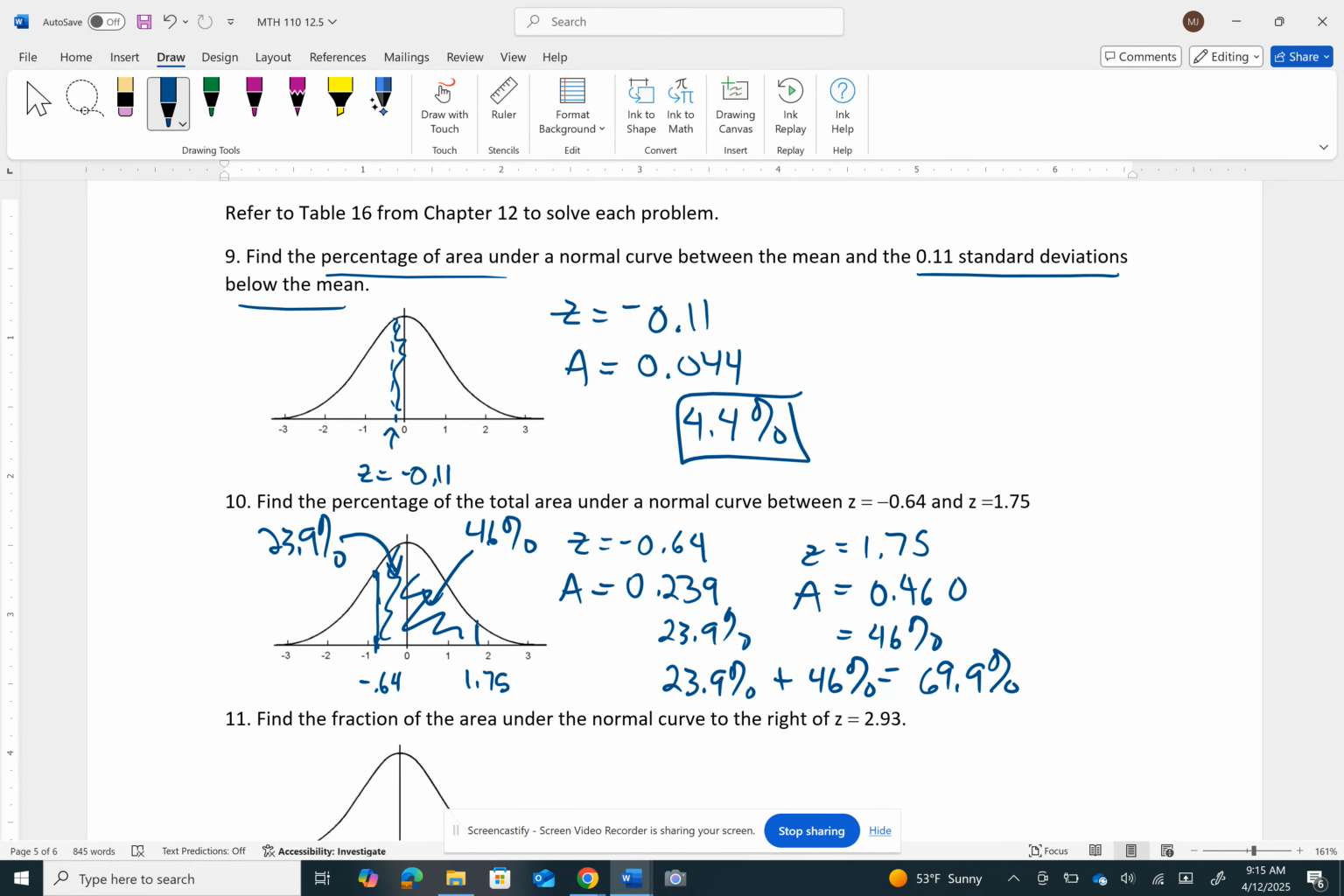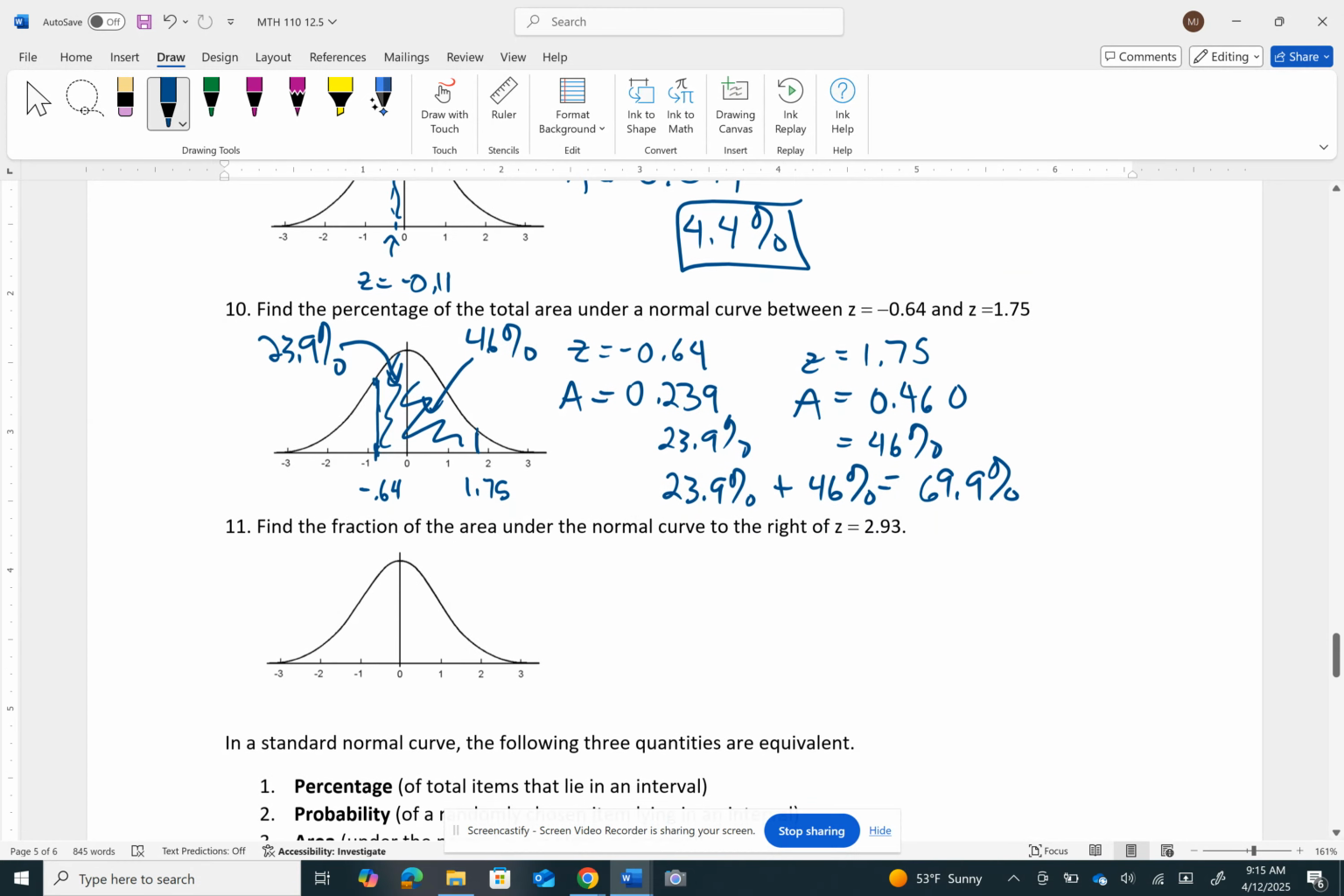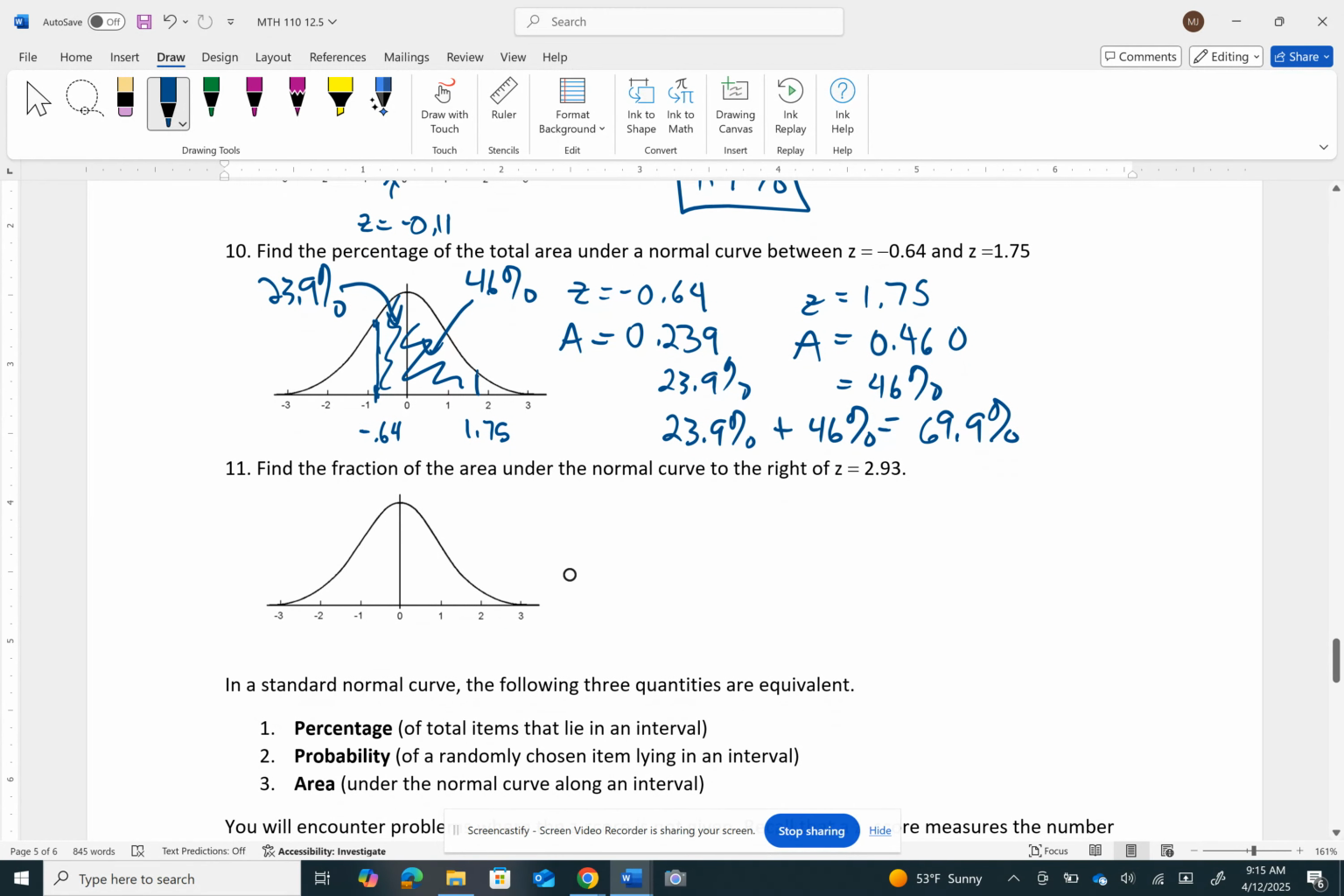Okay, let's do one more where you have the z, but they haven't drawn the picture for you. You need to shade so you know what you're looking for. So on this one, we want to know the fraction of area under the curve. It can still be a decimal, but they don't want a percentage is the key. To the right of z equals 2.93. So 2.93 is close to 3, closer than I'm even making it. But we want just what's in that tail right there.